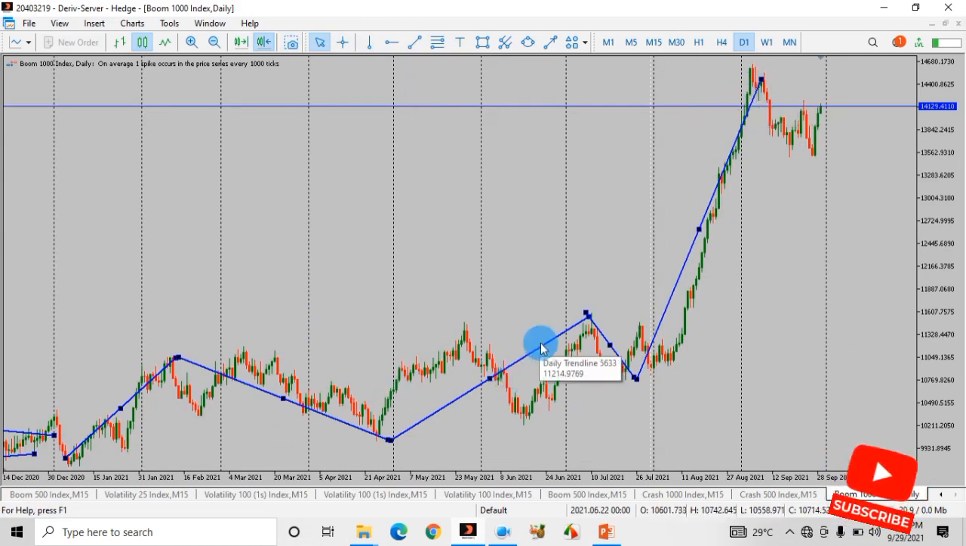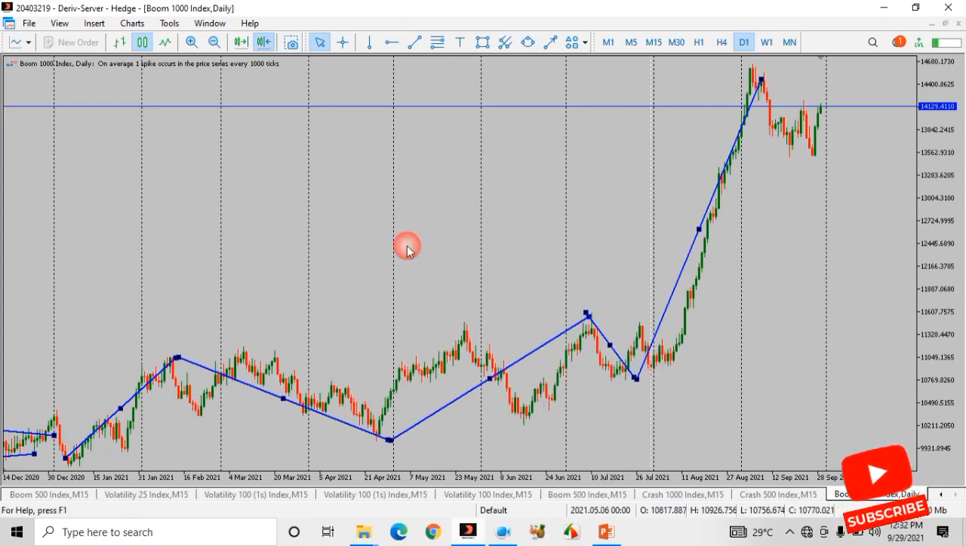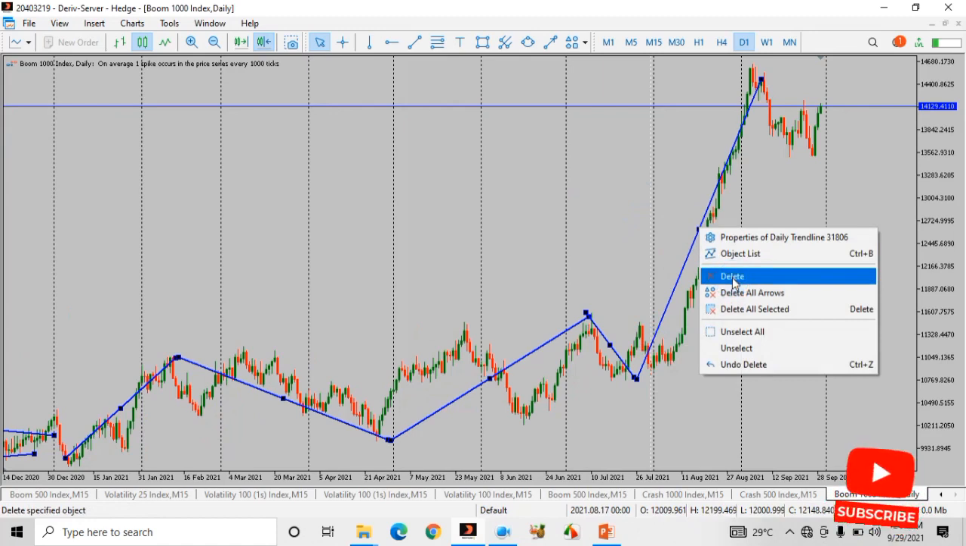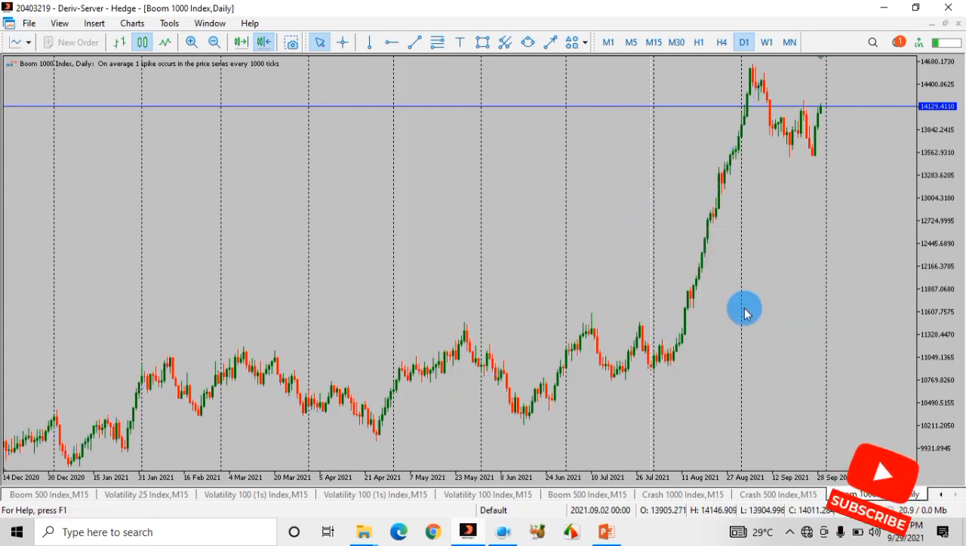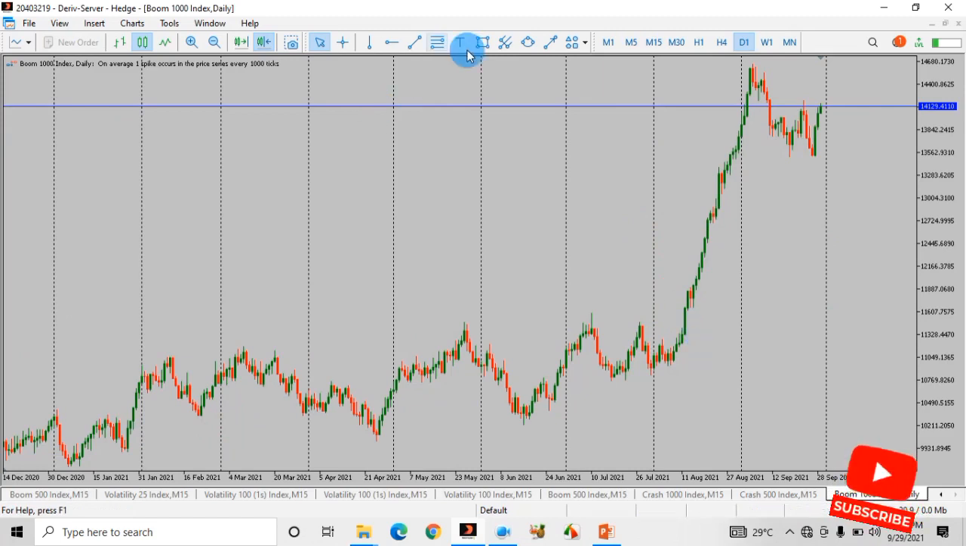So let me demarcate it with a rectangle. We can ascertain that we are on level 3 of rise on our daily time frame on Boom 1000. So this is how I look at the chart, right? What I'm going to do is this last level here, which is our third level of rise, I'm going to mark it.